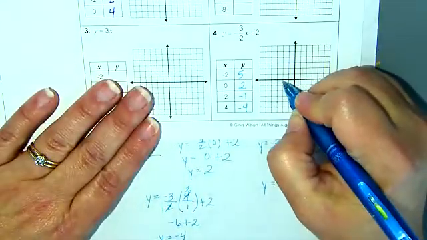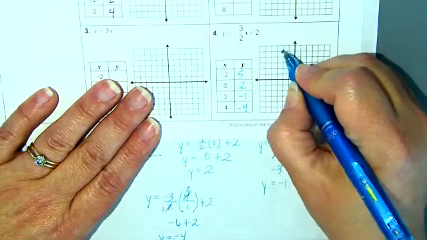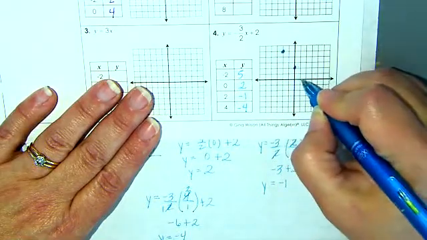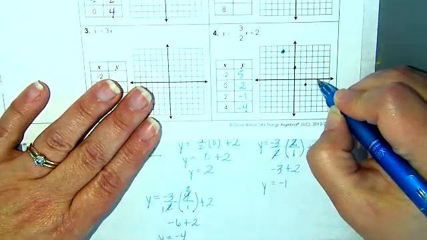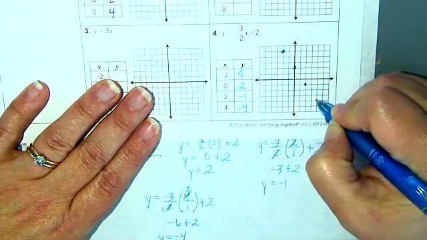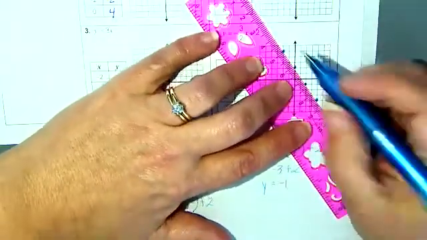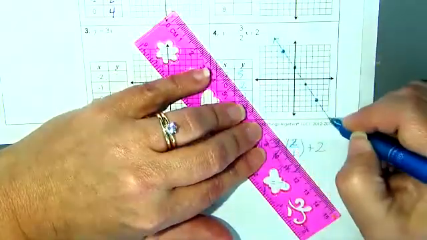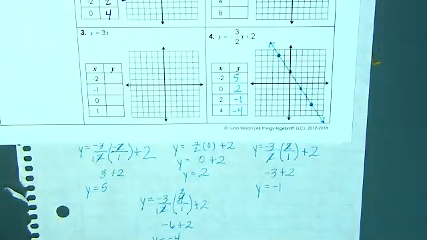And now I plot my points. So I have -2, 5; 0, 2; 2, -1; and 4, -4. And we play connect the dots all the way through your graph. And put the arrows because it does continue. Next example.